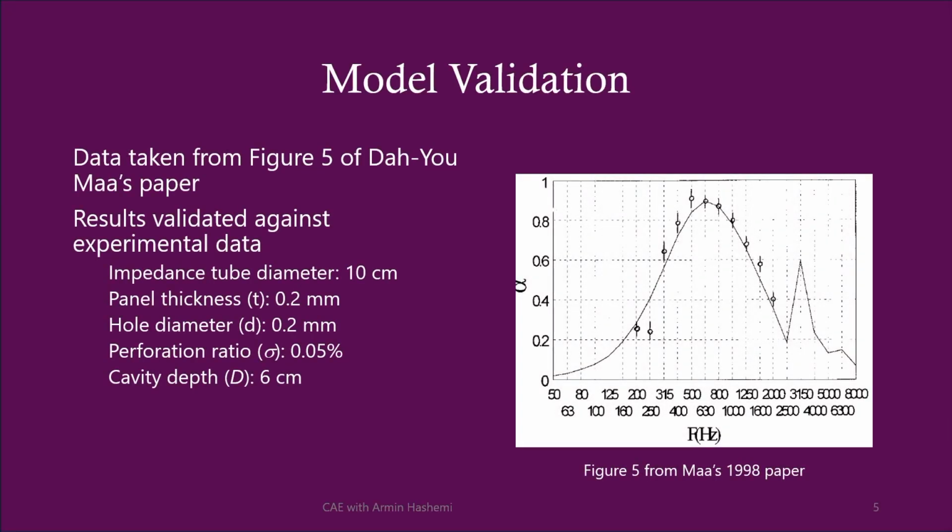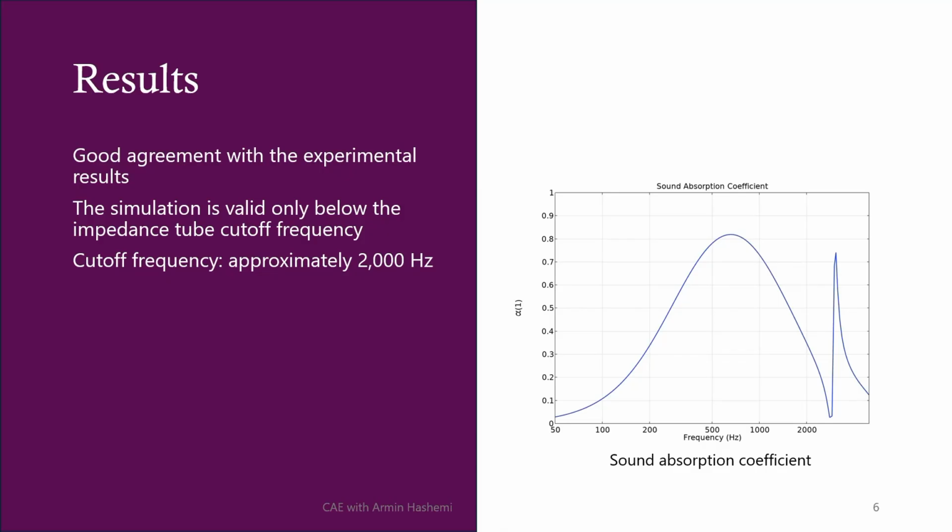For this tutorial, I used the data from Figure 5 of Da-Yu Ma's paper and validated my results against the experimental data. The impedance tube is 10 centimeters in diameter, with a panel thickness of 0.2 millimeters, a hole diameter of 0.2 millimeters, a cavity depth of 6 centimeters, and a perforation area ratio of 0.05%. Finally, the results show good agreement with the experimental results. Note that the simulation is valid only up to the impedance tube's cutoff frequency, approximately 2000 Hz.